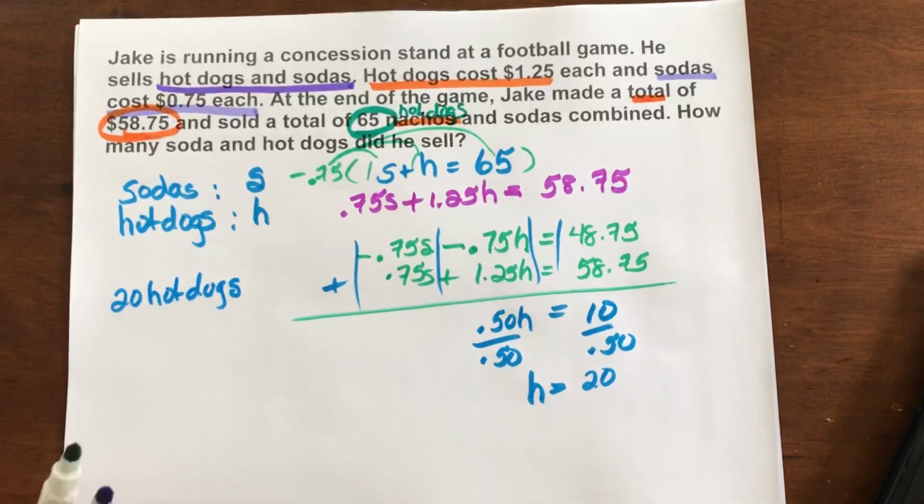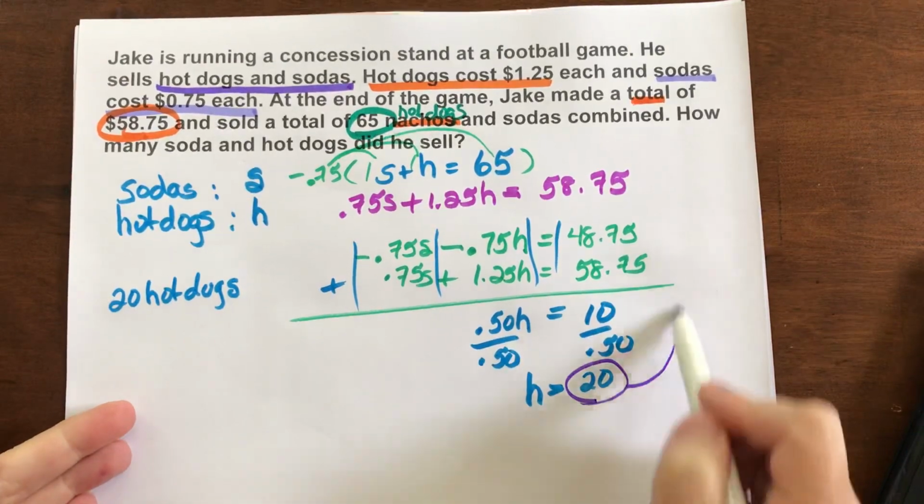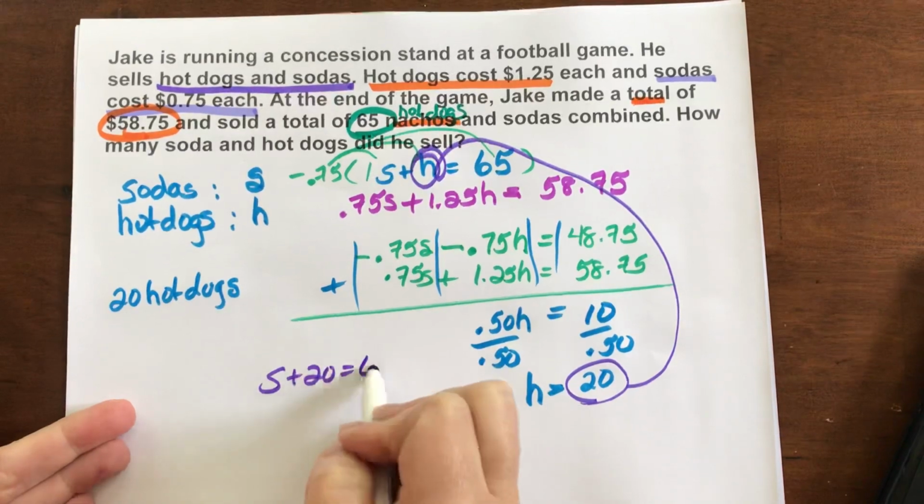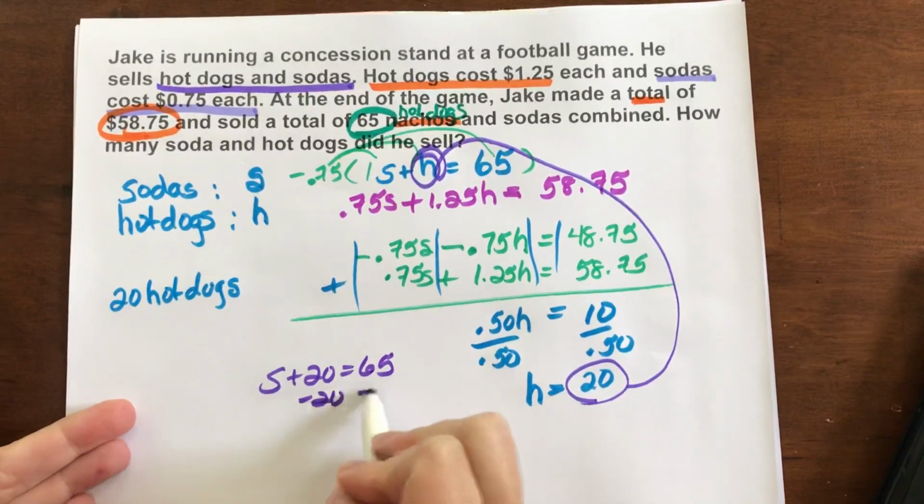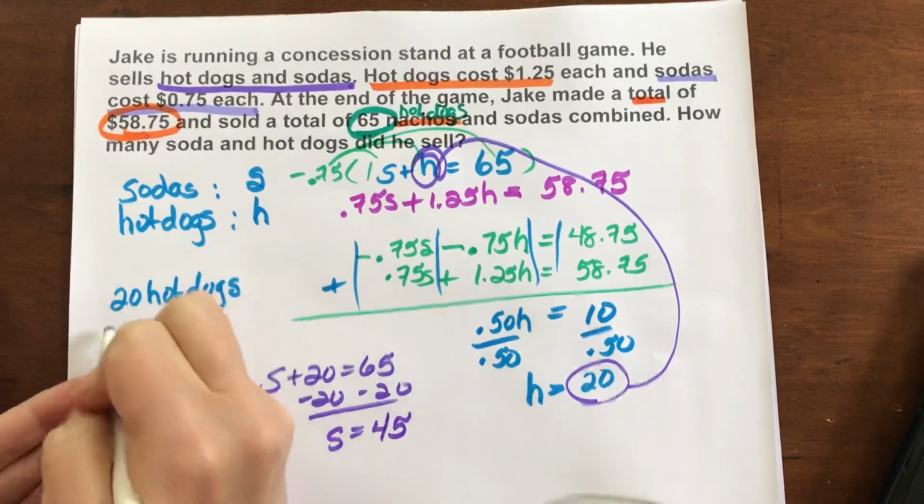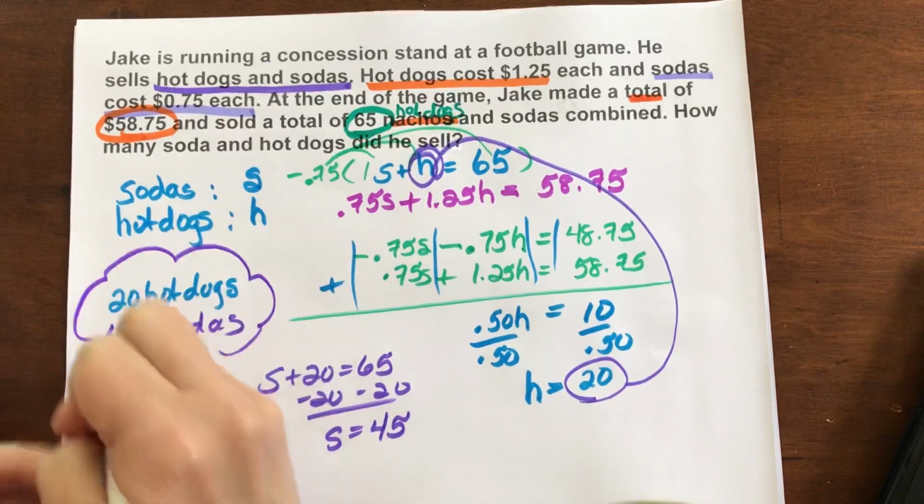All right, well, how do you figure out how many sodas he sold? Look, 20, be easy. For H, just put it in here. So sodas plus 20 hot dogs equals 65. I subtract 20 from each side, so how many sodas did he sell? He sold 45 sodas. So 45 sodas. All right, so there's the answer on that one.